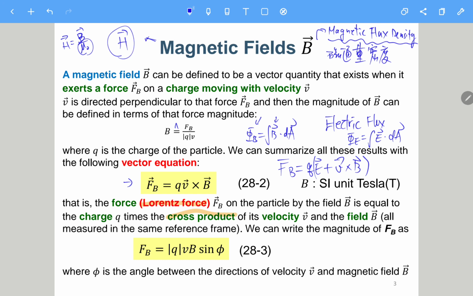In different reference frames, the E field can convert to the B field, and the B field can convert to the E field. But that's maybe too complicated for you.